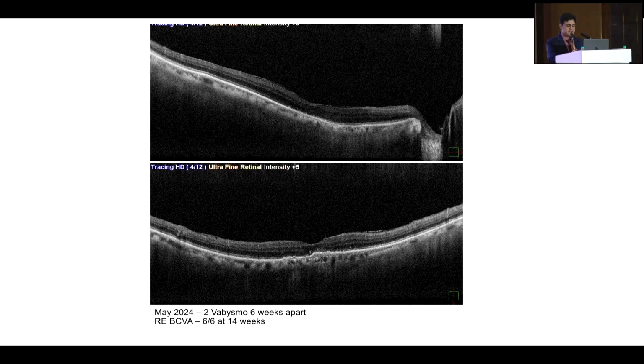So I did an OCT at 6 weeks, so there was still no fluid, but since this is a switch patient, I did not give a loading dose. I gave him a second dose at 6 weeks, and after giving him 2 doses, this is the OCT at 14 weeks, and the patient is doing absolutely fine.